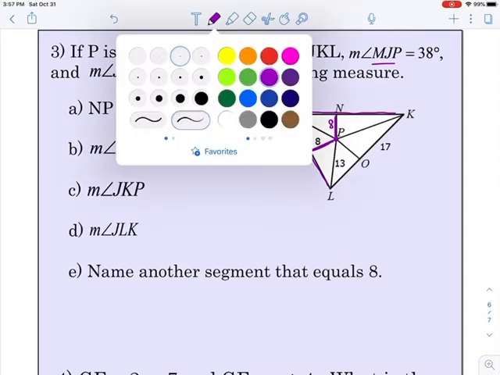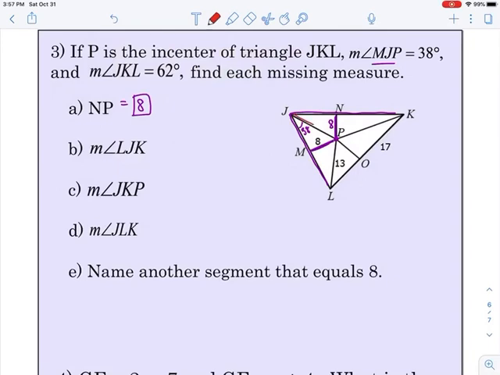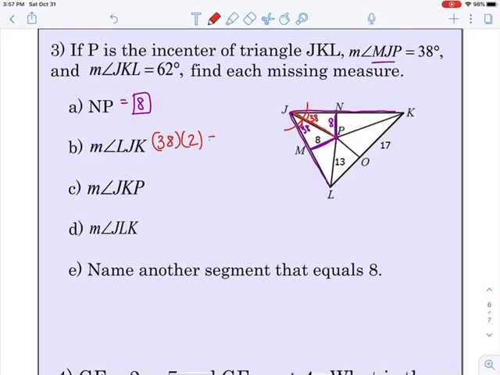Again, let me change colors here. This JP is an angle bisector, which means if this is 38, this one is also going to be 38. So the entire angle is going to be 38 times 2, or 38 plus 38, however you want to look at it. And that one's going to be 76 degrees.